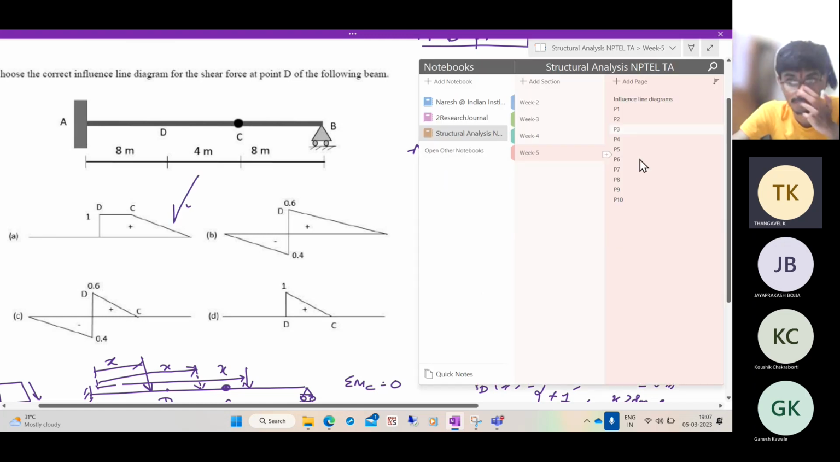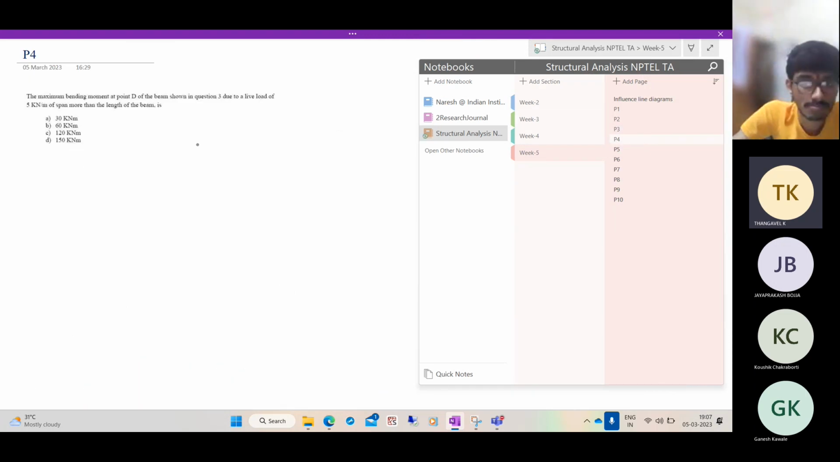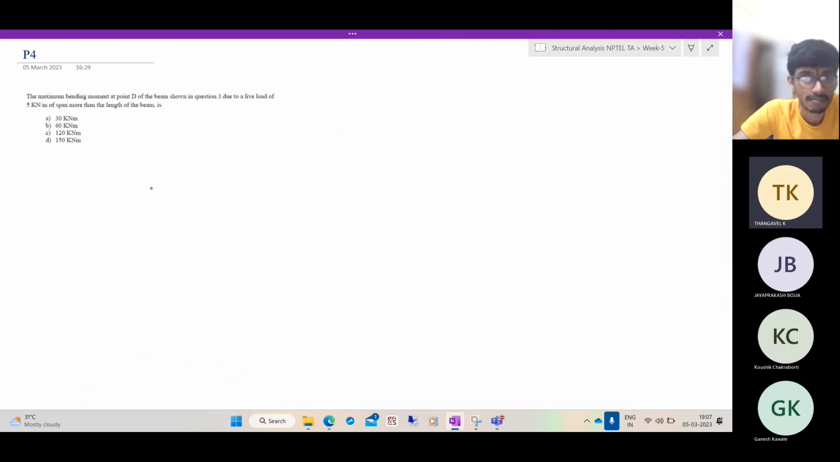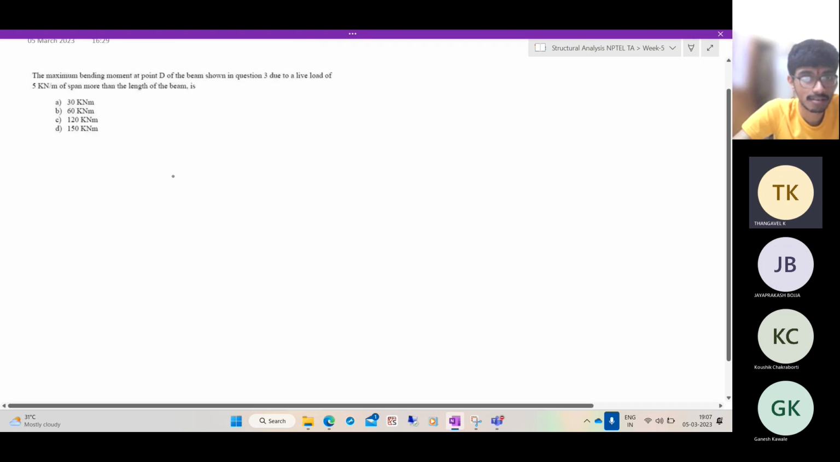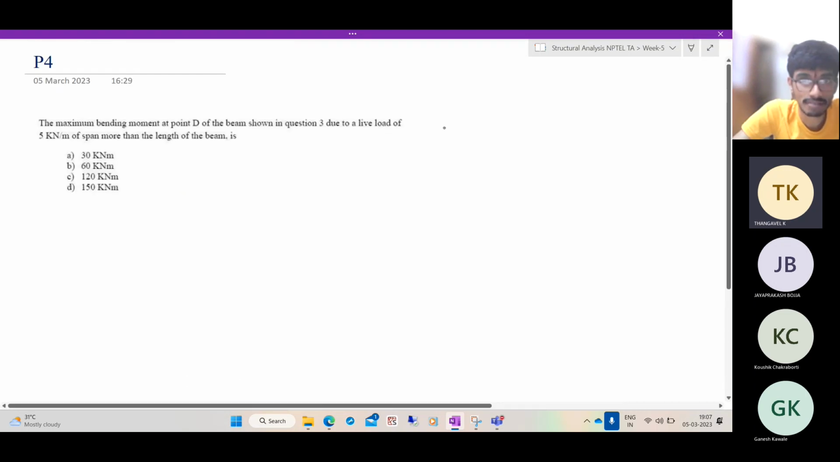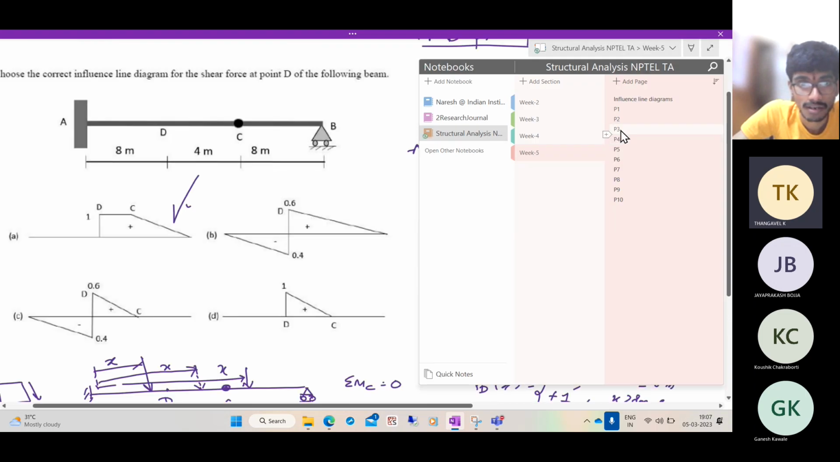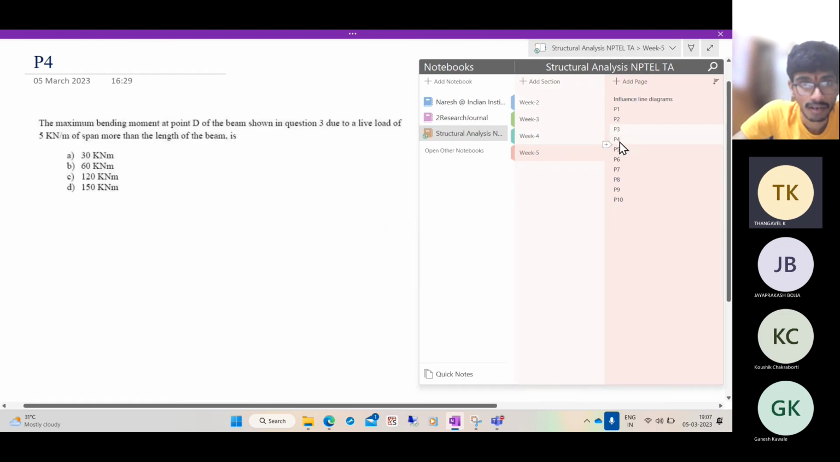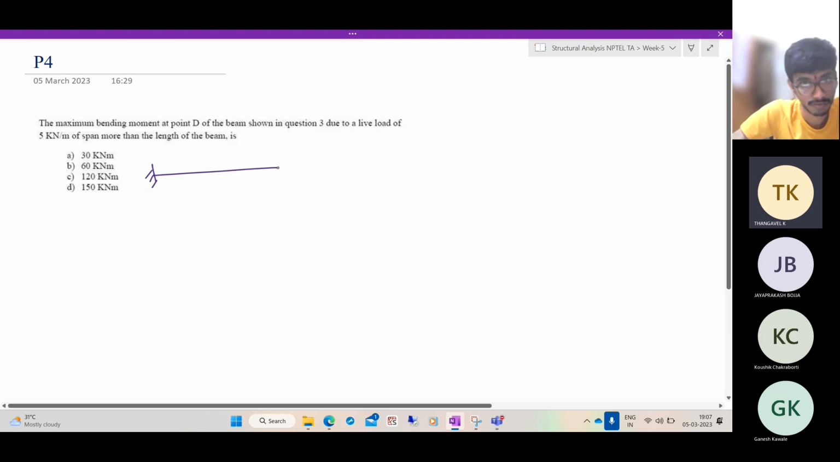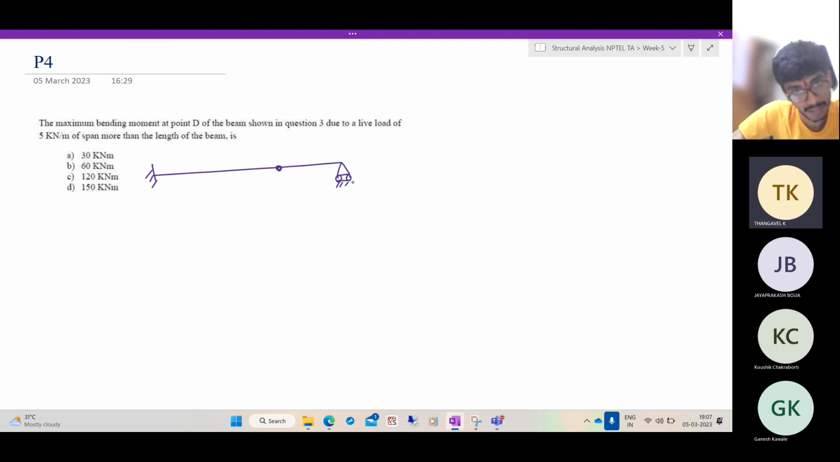Let's go to the next question. They're asking the maximum bending moment at the point D of the beam shown in question 3. So this is the same beam. Let me redraw it here. It's like this. This is D, this is C, this is B, this is A. Instead of the shear force, they are asking the bending moment.